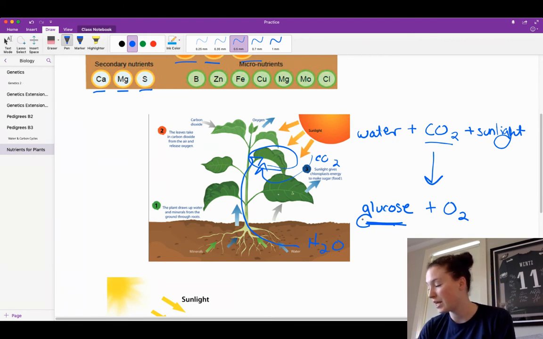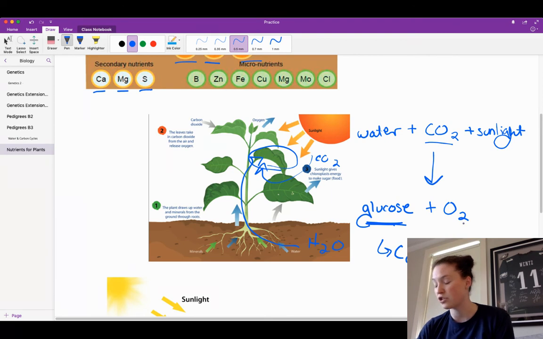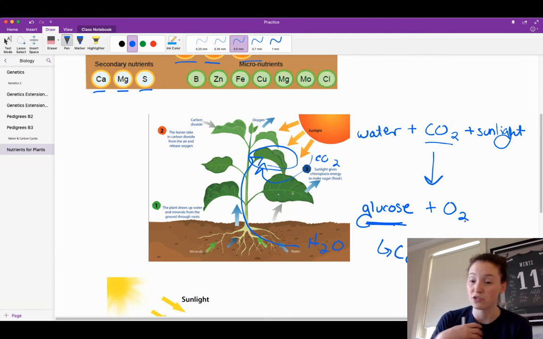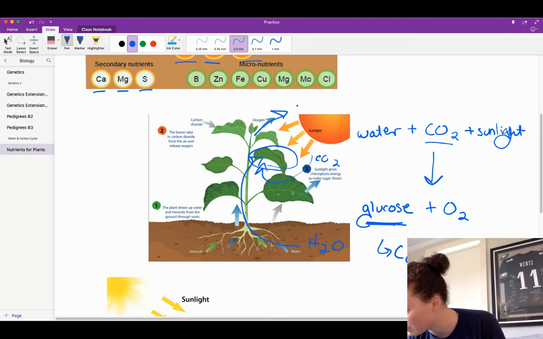And at the end, we get glucose, which actually has the chemical formula C6H12O6, as well as oxygen. And frequently, this oxygen is just released out into the atmosphere. Right? So we're here releasing oxygen.